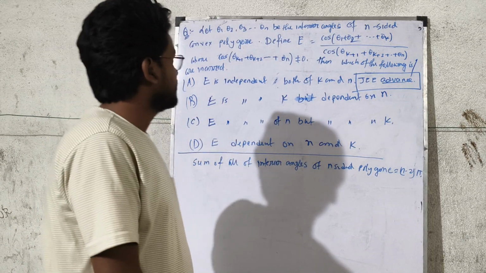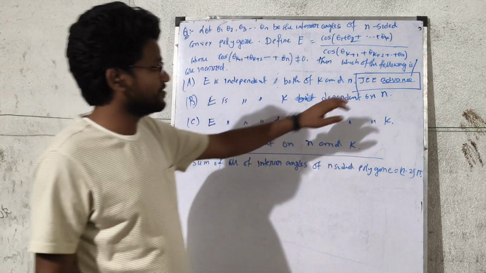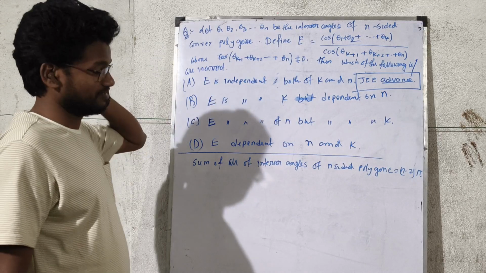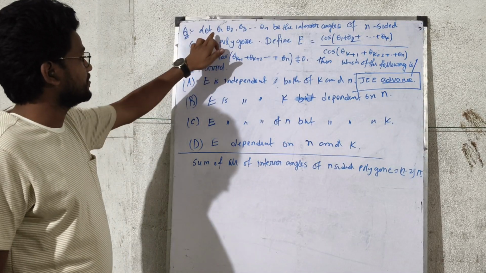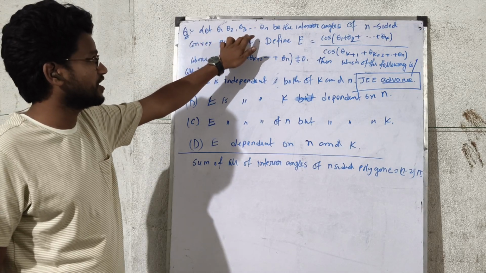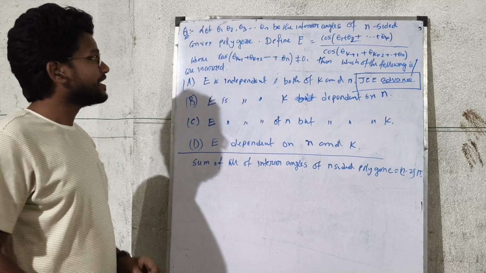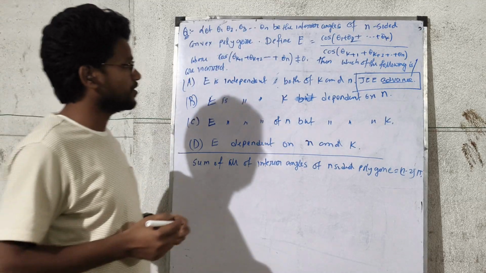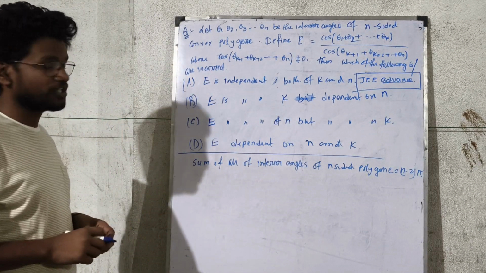So now I am introducing a new problem, which came in JEE Advanced. Let us start and understand the problem. The problem says: let theta 1, theta 2, theta 3, dot dot dot theta n be the interior angles of an n-sided convex polygon. At first we have to understand what an n-sided convex polygon is.